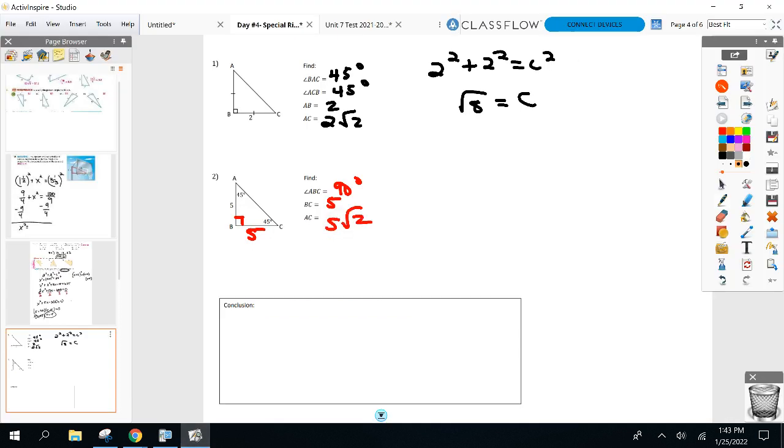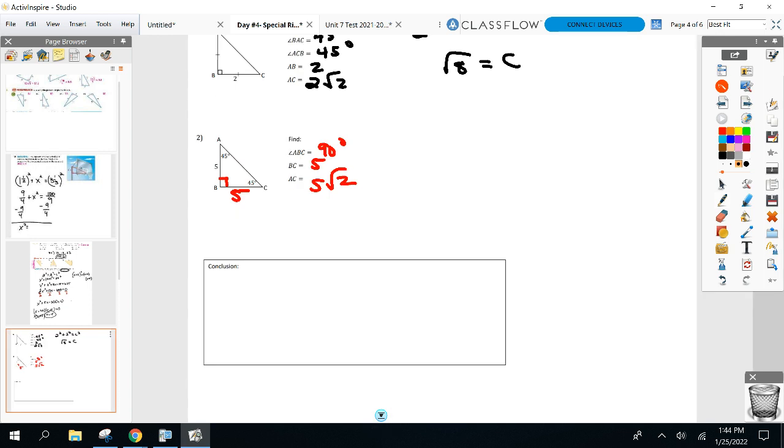All right. I'm having you do these two examples because I want to introduce you to your first special right triangle. What do you notice about the angles in both? Okay, let me rephrase that. What are the angle measurements in both triangles? 45, 45, and a 90. That is your first special right triangle.